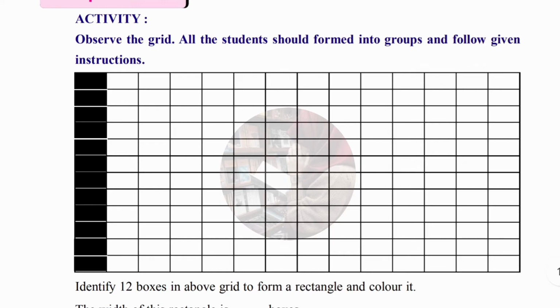Here one grid is given for you, meaning this table, where we have small blocks. You have to observe this, and below this grid some instructions are given. You have to read those instructions and answer the given questions. This grid is in the shape of a rectangle. This is the horizontal way, or row wise, or the width of the grid. And this is the vertical way, or the length of the grid, or column wise. Please remember, don't forget it.